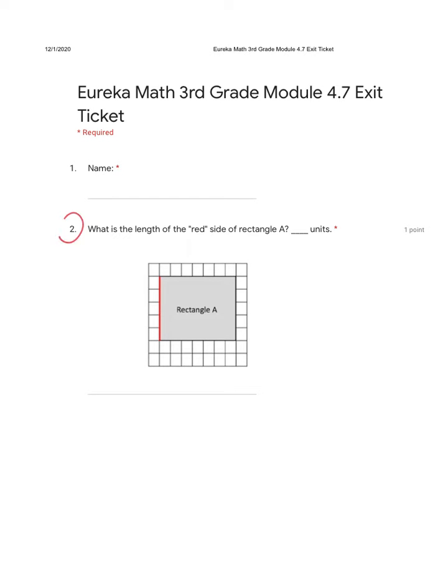Our first question says, what is the length of the red side of rectangle A? Blank units. So we want to find out how many units. So this is 1 unit, 2 units, 3 units, 4 units, 5 units. So the length of the red side of rectangle A is 5 units.